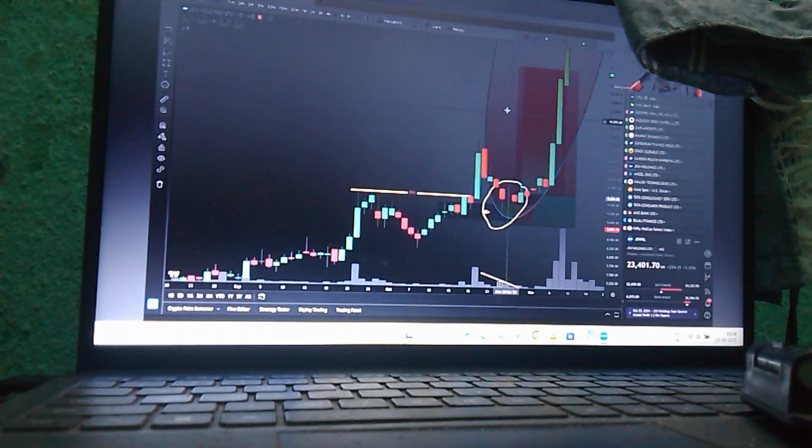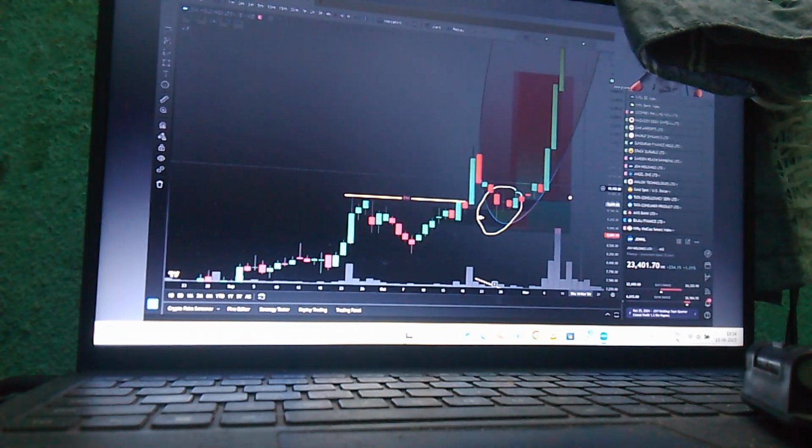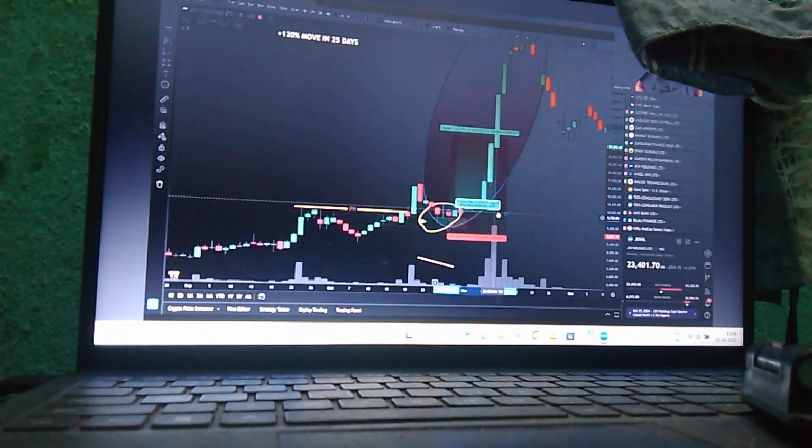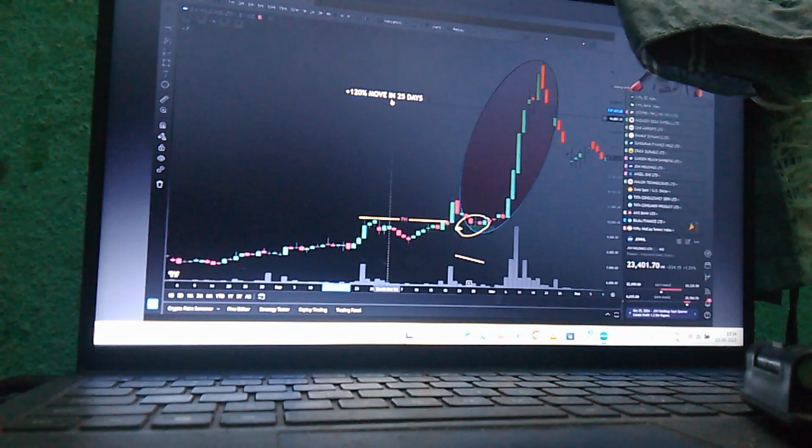And then just look at this, okay? So you will just enjoy this like anything. Just look at this and look at the move. 120% move in 25 days. How many of you are really enjoying this? 120% move in 25 days.